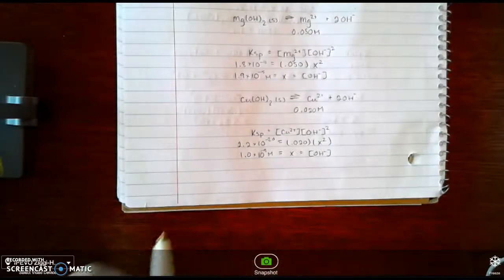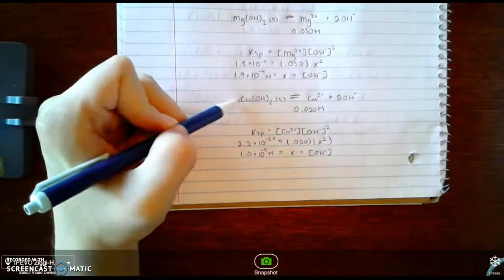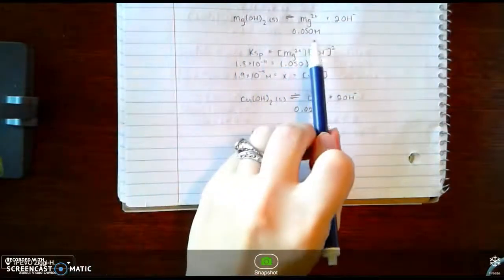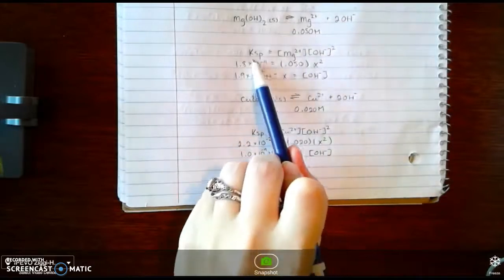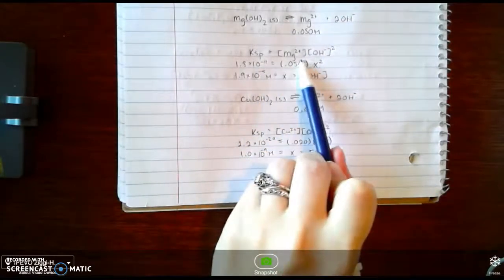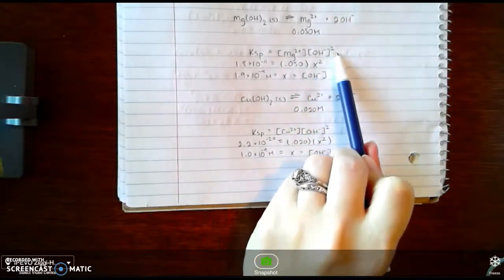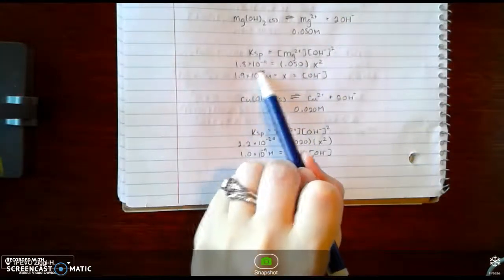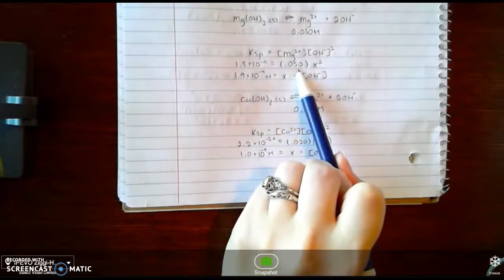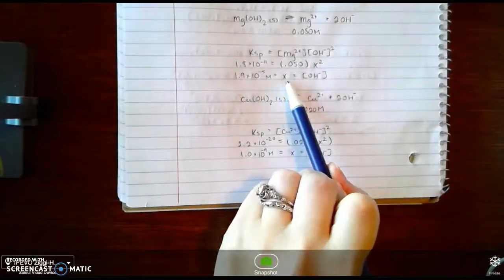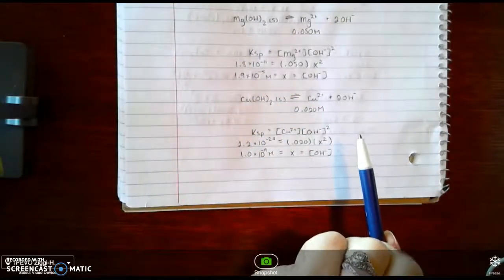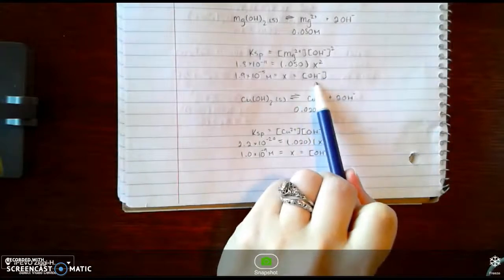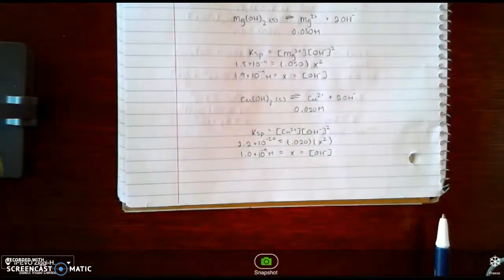So I've completed this problem in the same way. You can see first I looked at the magnesium and then the copper. I was starting off with 0.050 molar magnesium ions. When I set up my KSP expression, I've got my magnesium concentration times my hydroxide concentration squared. So I'm going to plug in my KSP, plug in my magnesium concentration, and solve for X. When I do that, I get a concentration of 1.9 times 10 to the negative fifth molar as the hydroxide concentration necessary to cause magnesium hydroxide to precipitate.